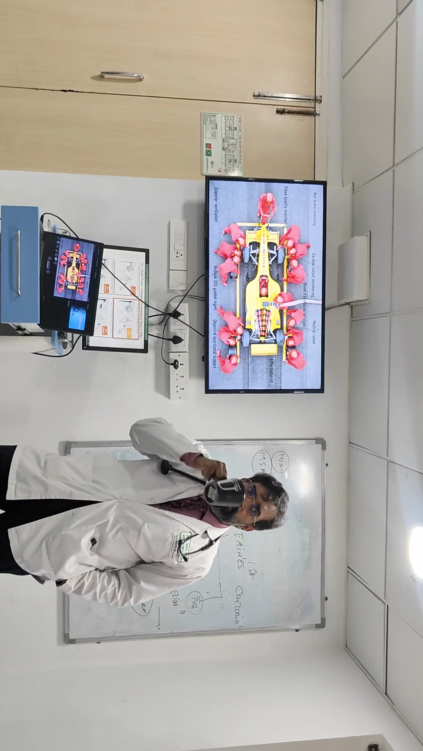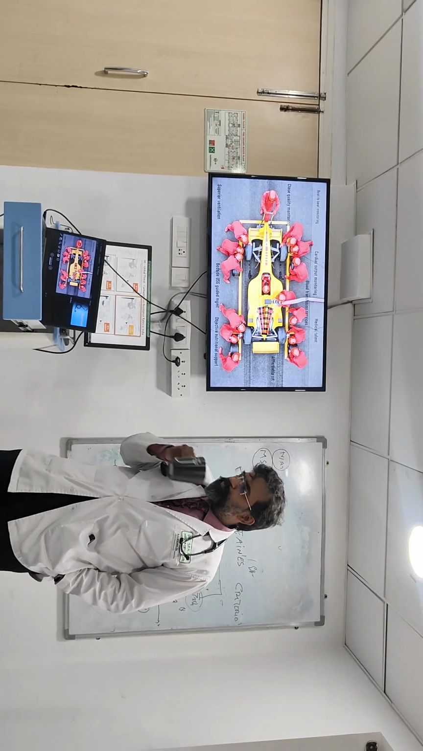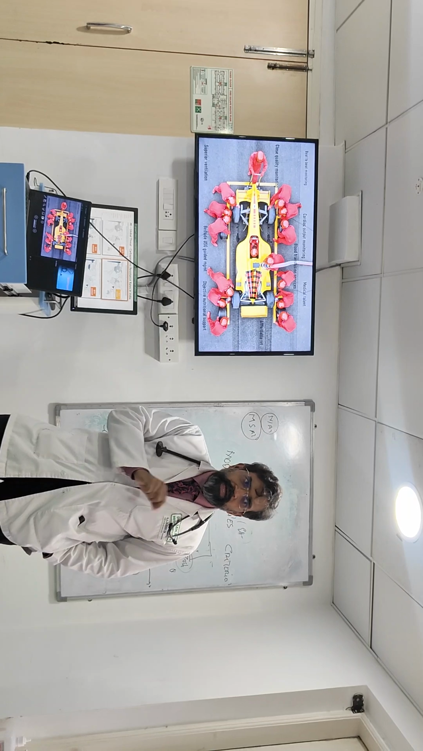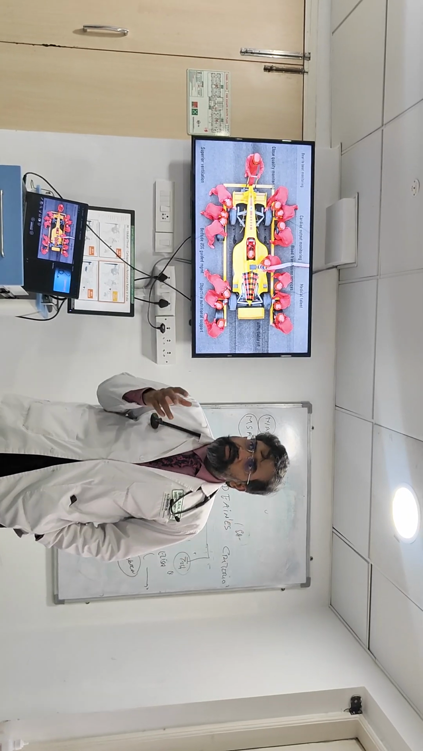Sorry? Lumerax dosing, the different dosing. So we'll come to that. Before we come to that, let's come to the diagnosis first. So how do you diagnose this?